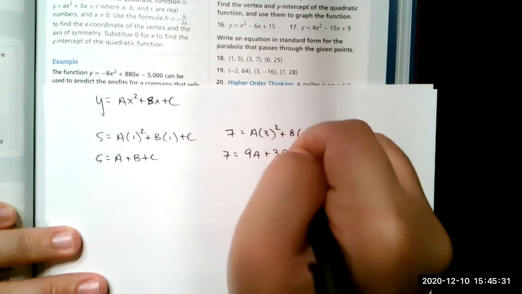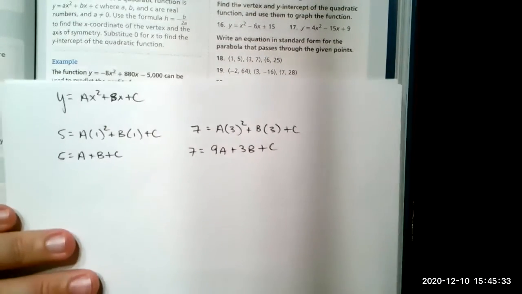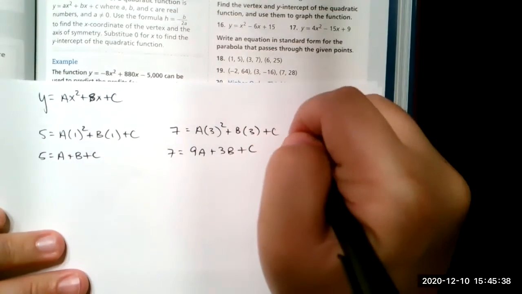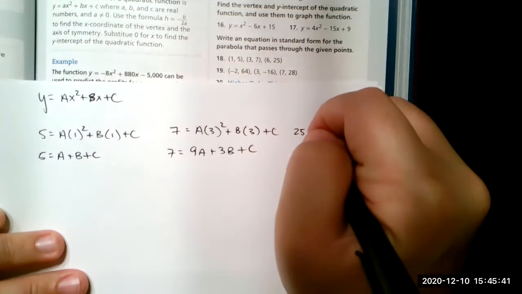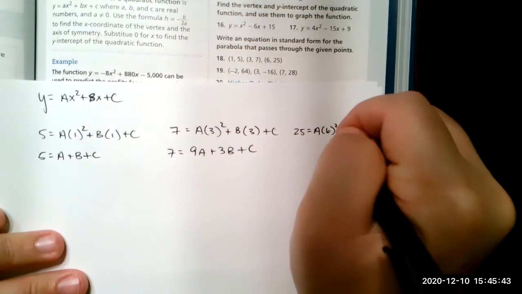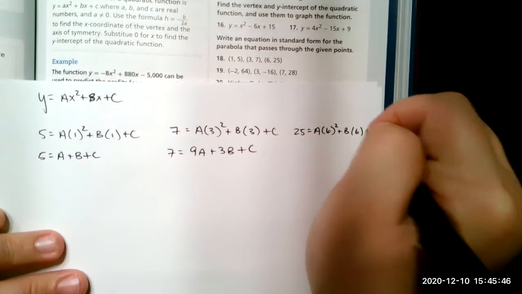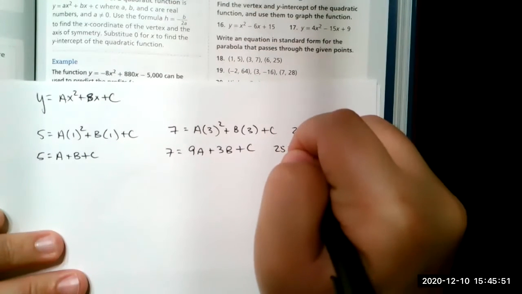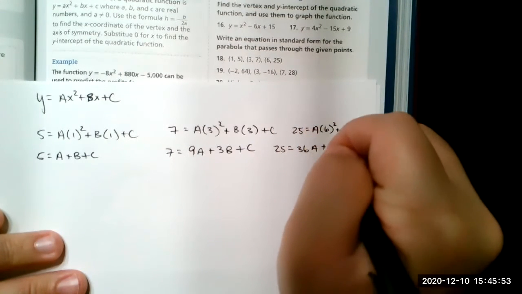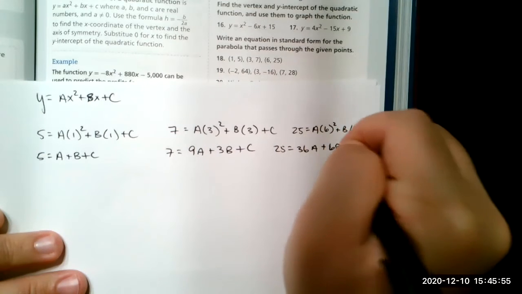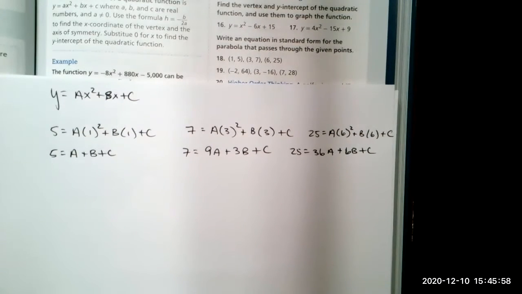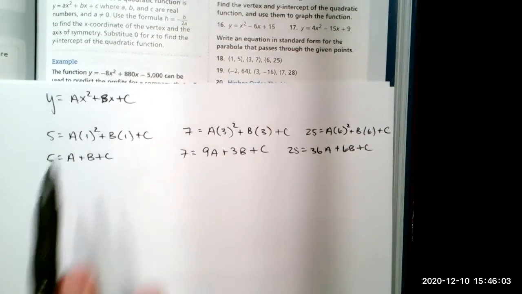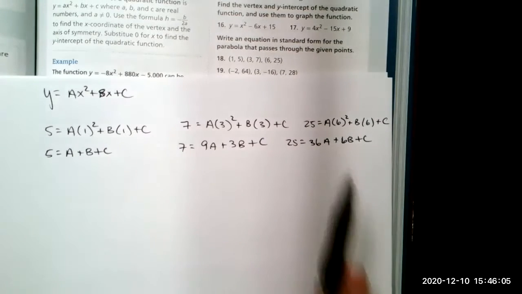And then same thing with the last one. X is 6, y is 25. So I'm going to squeeze that in over here. X is 6. Y is 25. Simplify. 6 squared is 36. Okay. So what I did is just plugged in the 3 given points, the x and the y's, into that generic function, and it gave me 3 equations.